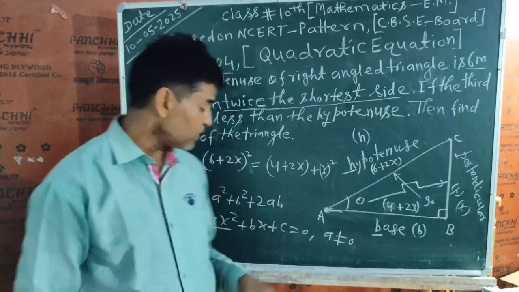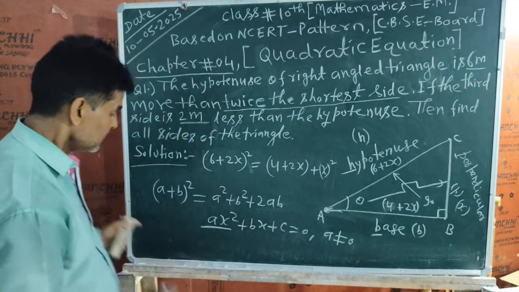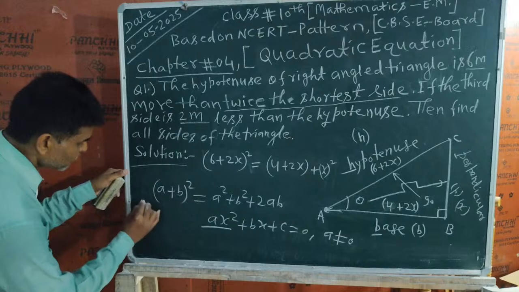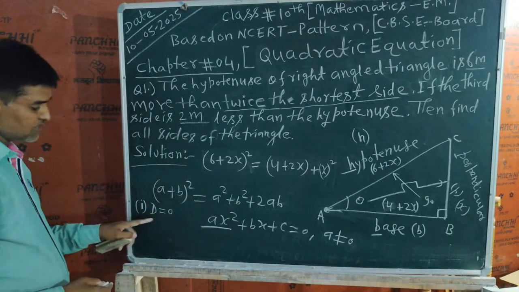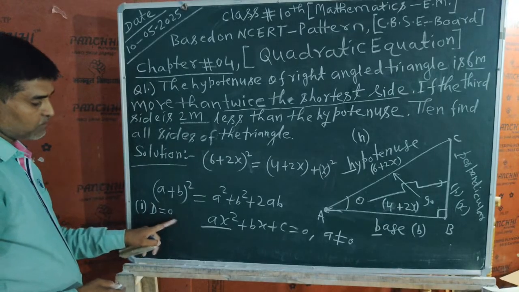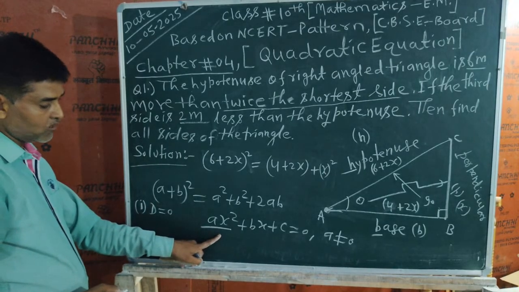And if I calculate the value of the discriminant, in other words I can write here one piece of information: if the value of d is equal to 0, it means both roots of this quadratic equation will be equal and real.